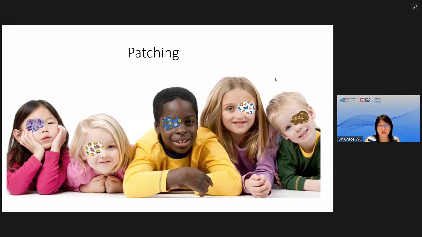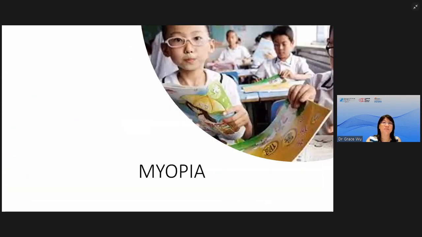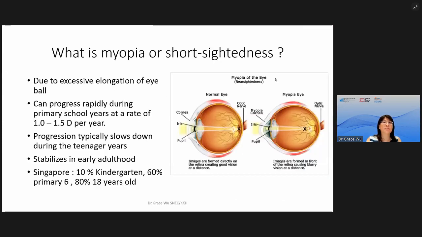And the brain has no choice but to develop those little column cells for fine vision. Okay, now I'm moving on very quickly to myopia, short-sightedness, which is a very hot topic and a very common problem in Singapore. What is myopia or short-sightedness?